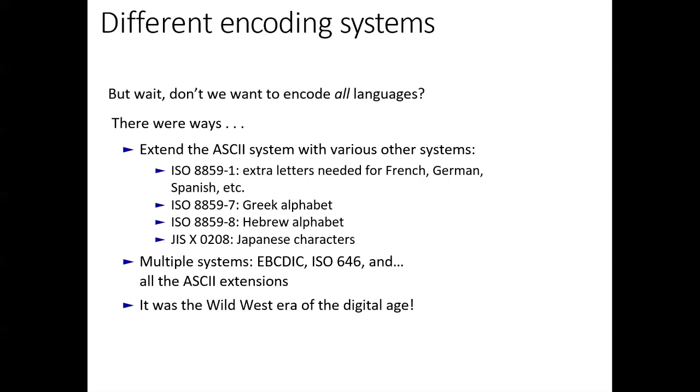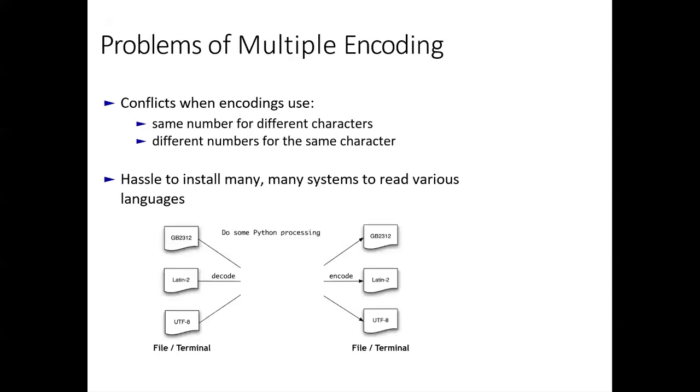which led to what really was the Wild West era of the digital age. It was wild. I'll tell you a story in just a second, but just think about this. They're different encodings, extensions of encodings, totally different encodings, and so you could receive something on your computer and if you didn't know what encoding it was, if you had the same number representing different characters, which character should you represent with that number?